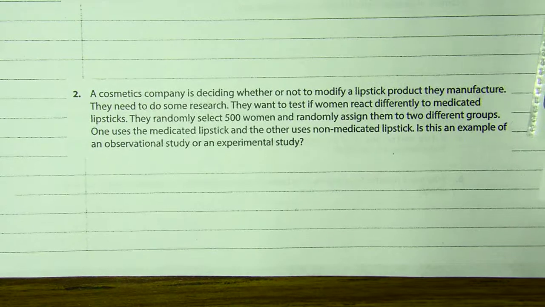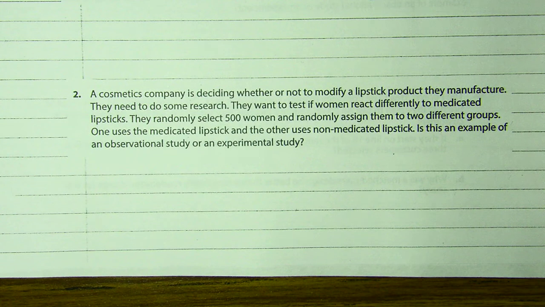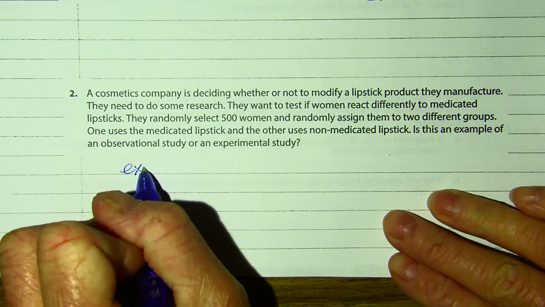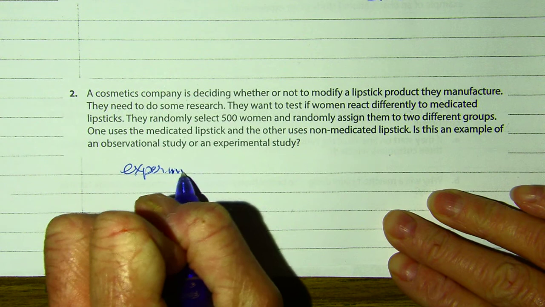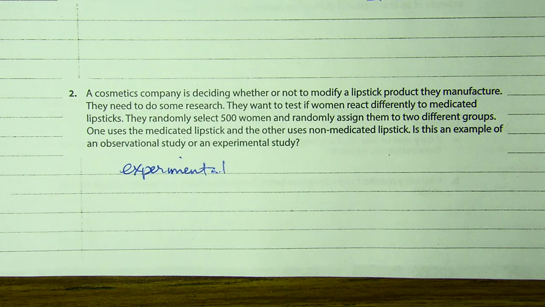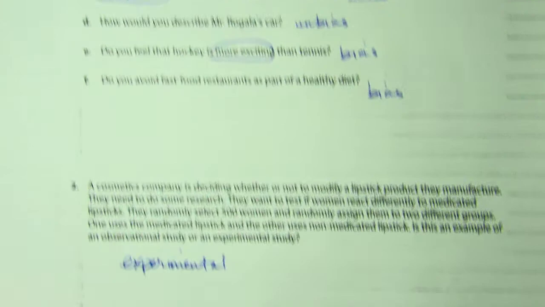All right. A cosmetics company is deciding whether or not to modify a lipstick product they manufacture. They need to do some research. They want to test if women react differently to medicated lipsticks. So they randomly select 500 women and randomly assign them to two different groups. One uses medicated lipstick and the other uses a non-medicated lipstick. Is this observation or experimental? I would say this is experimental, because they're manipulating the outcome by giving one group one product and the other a different.